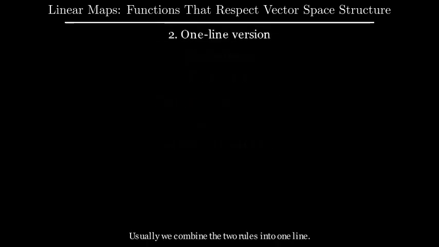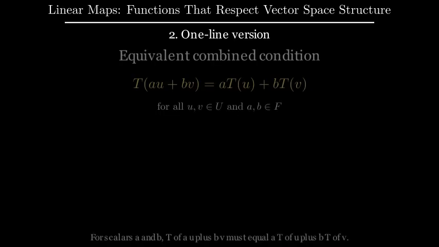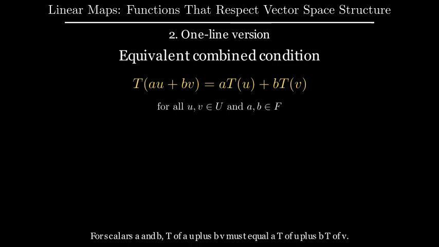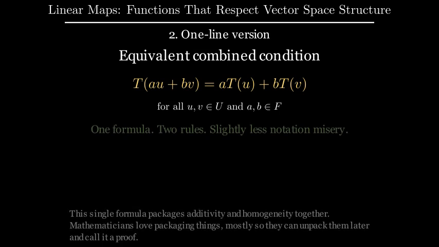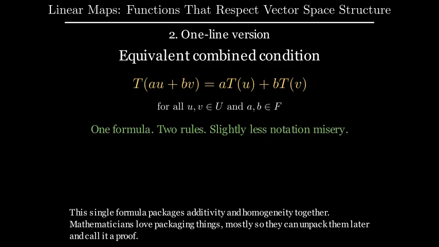Usually we combine the two rules into one line. For scalars a and b, T of au plus bv must equal a T of u plus b T of v. This single formula packages additivity and homogeneity together. Mathematicians love packaging things, mostly so they can unpack them later and call it a proof.